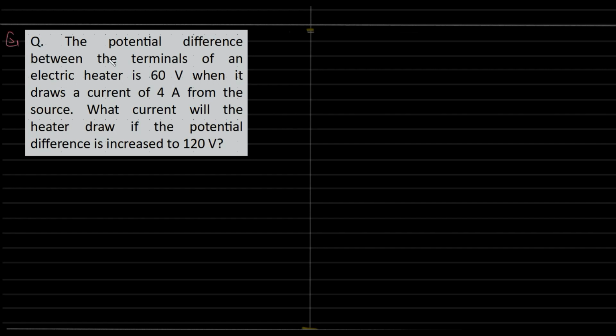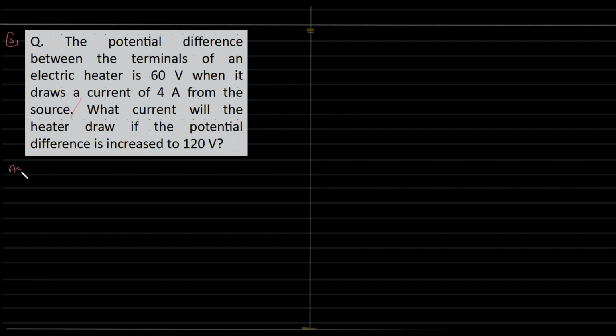The potential difference between the terminals of an electrical heater is 60 volt when it draws a current of 4 ampere from the source. What current will the heater draw if the potential difference is increased to 120 volt?